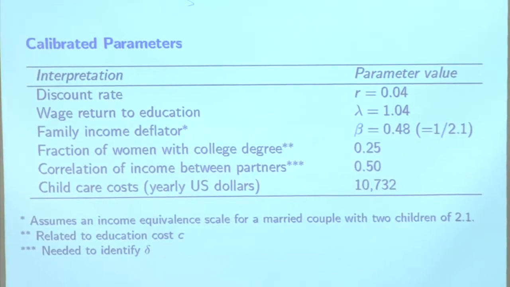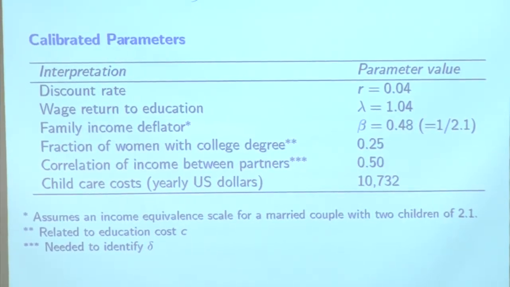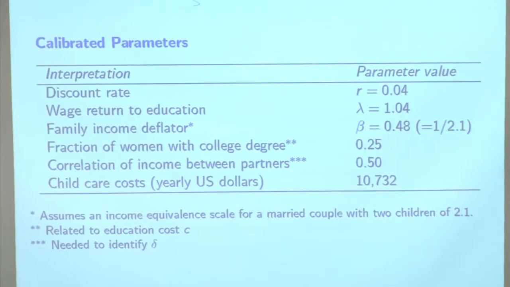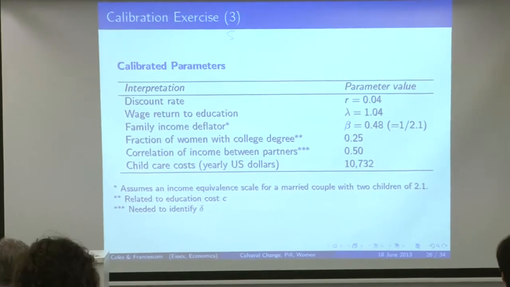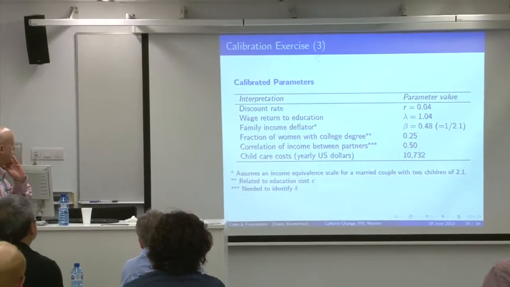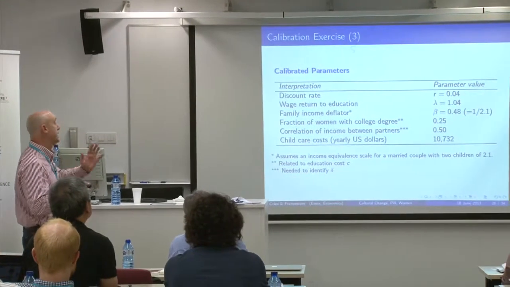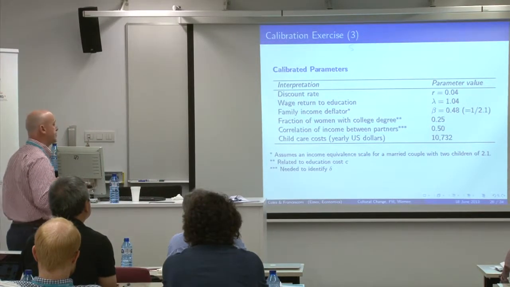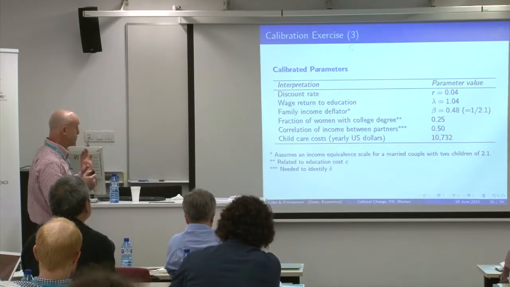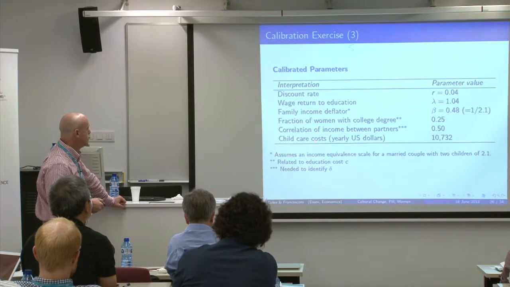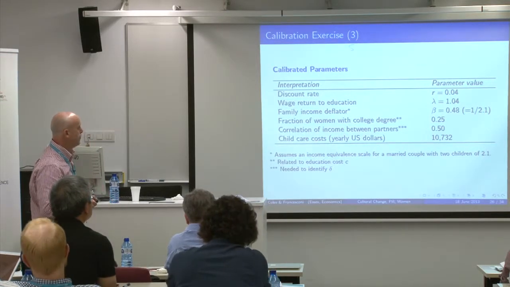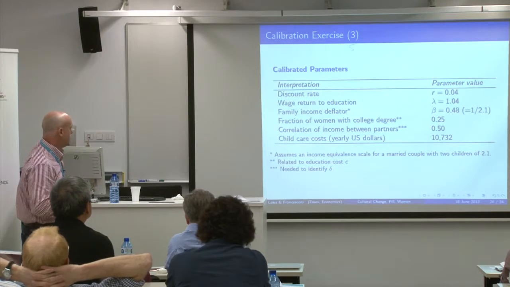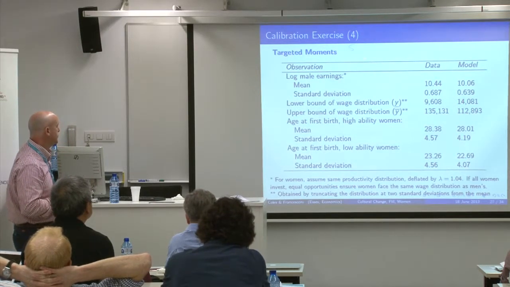We impose an equivalent scale of 2.1 for a family of two, pretty standard in the inequality literature, so that beta will be 0.48. Fraction of women going to college, coming from the data, 0.25. And the correlation of income between partners is 0.5. We have been playing a bit around with this, with values below 0.5 and values about 0.75. Nothing really changes dramatically with that. And then we impose the childcare costs to be about $11,000 per child. So these are the moments that we are trying to target.